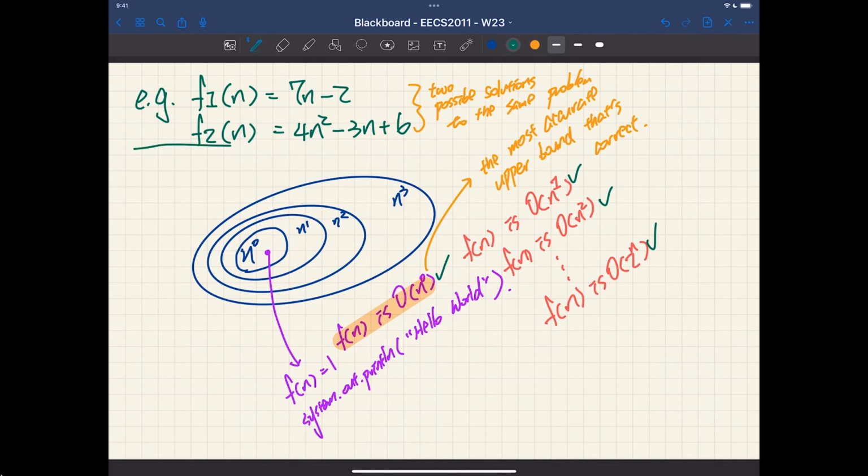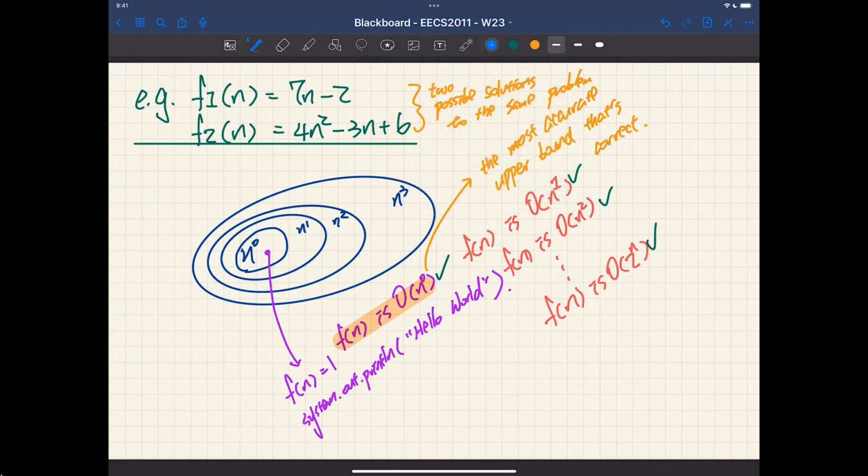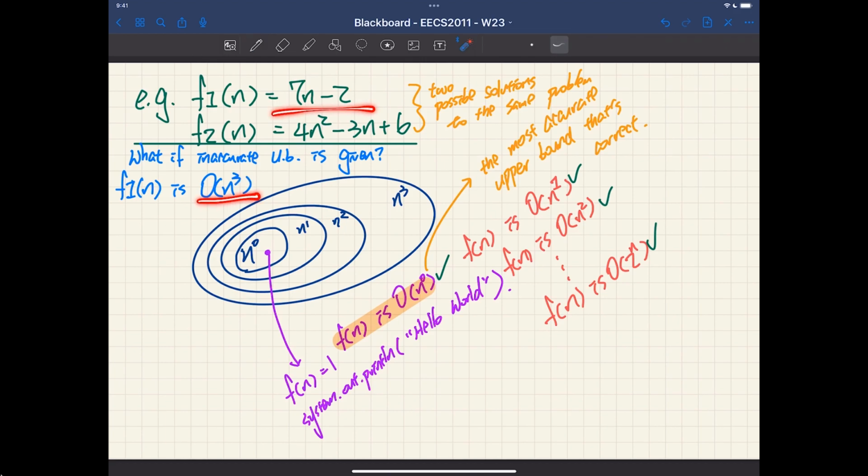And let's think about this. What if I'm not following the principle of giving you the most accurate upper bound? What if an inaccurate upper bound is given? For example, I might say f of 1 of n is big O of n to the power of 3. First of all, is this correct? It is correct, absolutely, because this can easily be upper bounded by n to the power of 3. No problem. So that's correct.